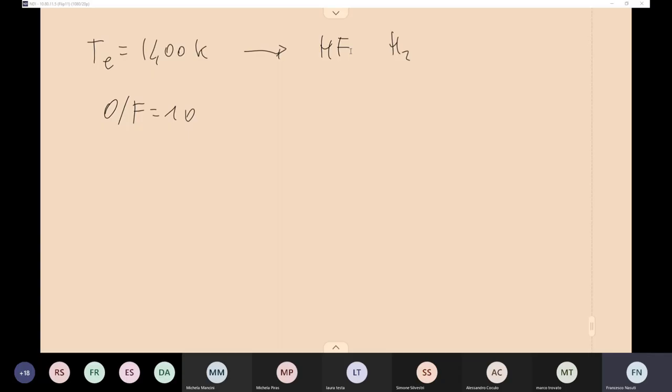So we have X HF plus H2 with X H2, which is 1 minus X HF. And we can say that OF is equal to 10, and this will be X HF multiplied by 19, is 19, it should be 20.